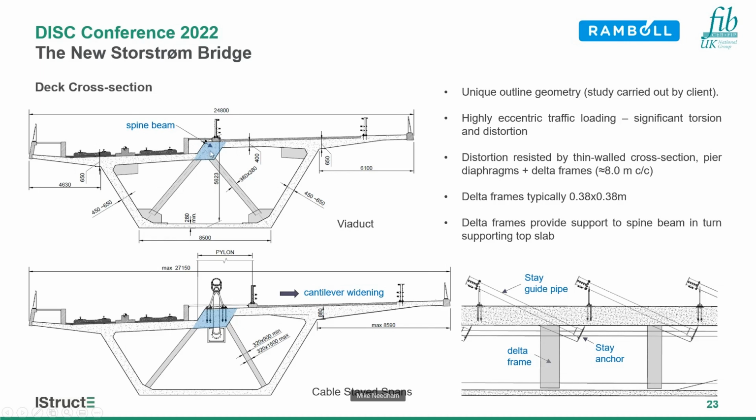The spine beam is in turn supported by delta frames, as shown here, angled, that then stiffen the thin-walled girder cross-section against distortion, which is a big issue due to the highly eccentric rail traffic loading. The delta frames are typically 0.38 by 0.38 meters square cross sections, and they're pre-stressed with 4 strands of PT. And of course, the pier diaphragms also provide rigid restraint against distortion.